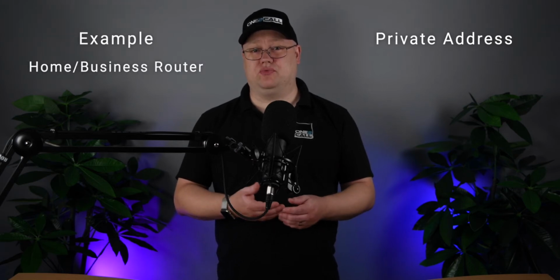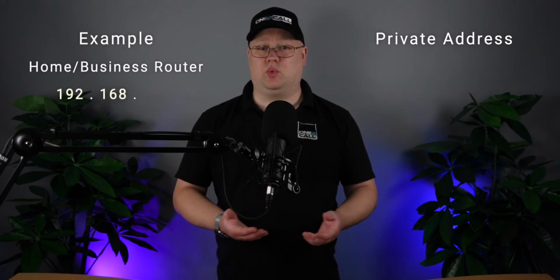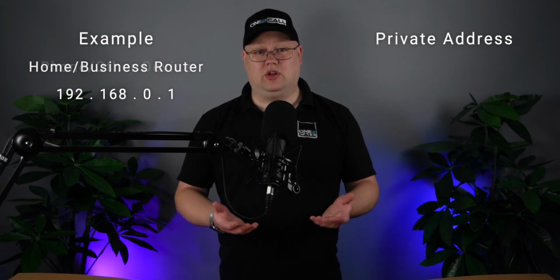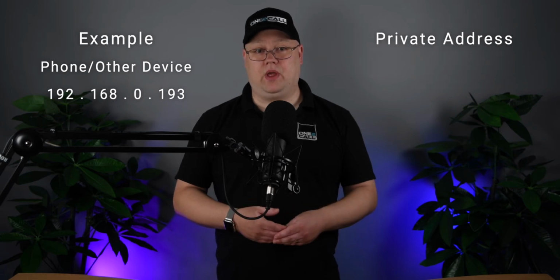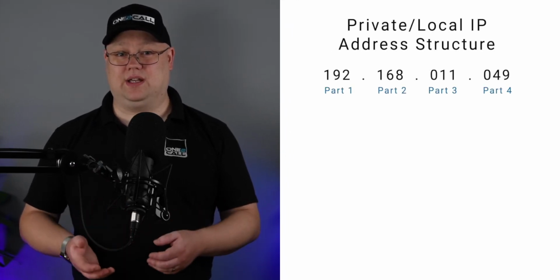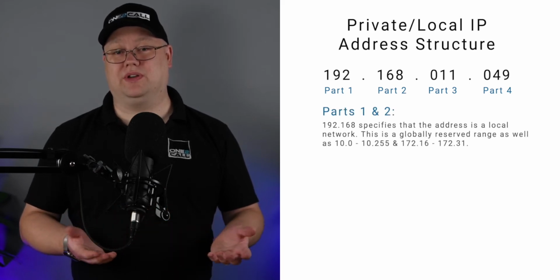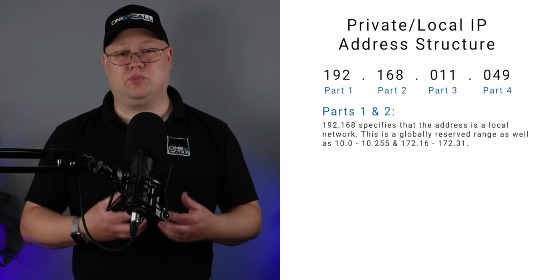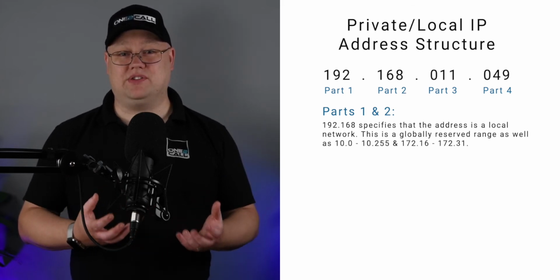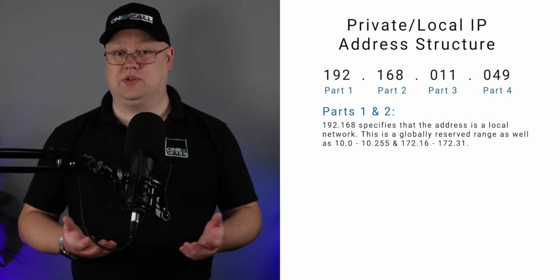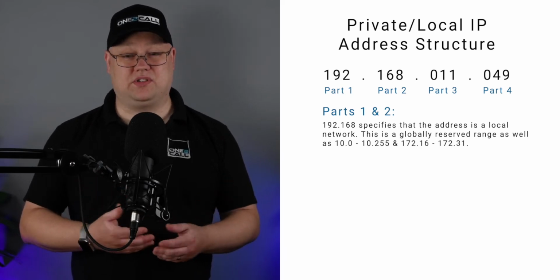Then there is a private IP address. For example, your home or business's router IP address may be 192.168.0.1, and then your phone's IP address may be 192.168.0.193. Home or business IP addresses are usually formatted in this primary structure. 192.168 dictates the network type. In this case, parts 1 and 2, which are 192.168, dictate that it's a private network and not a public network. 192.168 is actually a globally reserved range to be used in private network environments only, meaning that no public IP addresses can start with this.